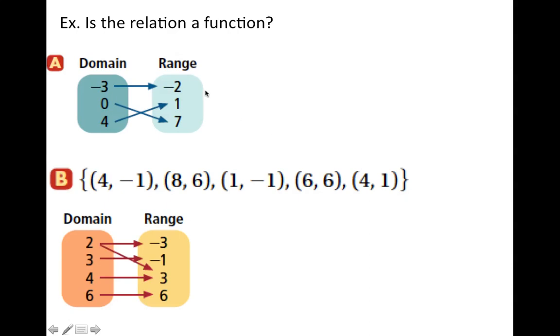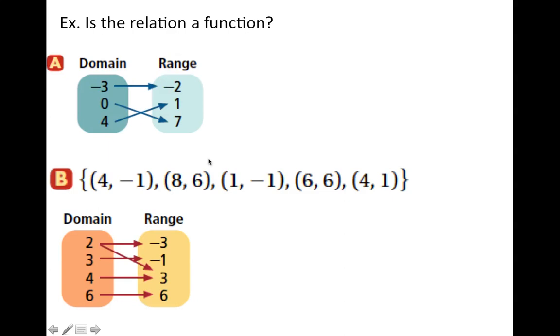So, we have a couple examples. We have 3. Looking at the first one, we have our domain, we have our range. We look at our domain, we look to see if there's only one arrow going from every number, and there is. So yes, it would be a function.